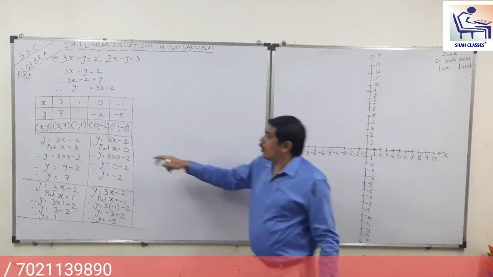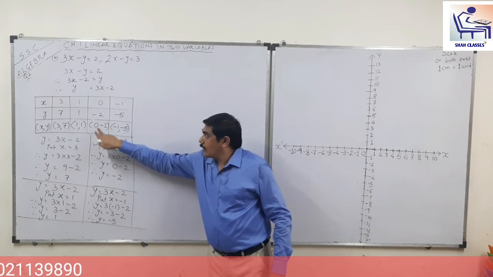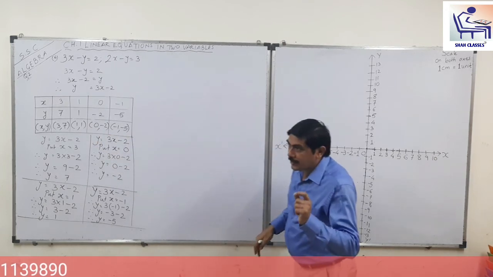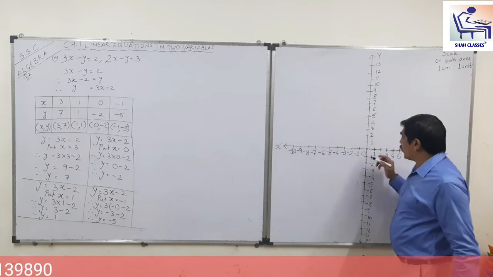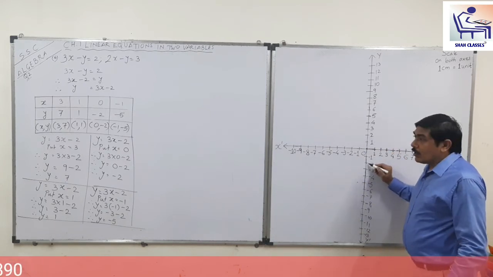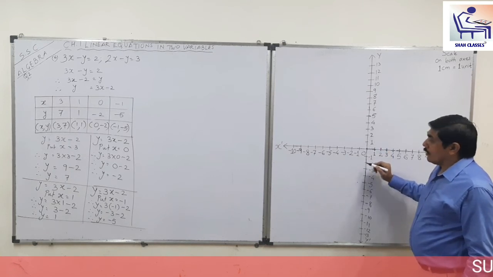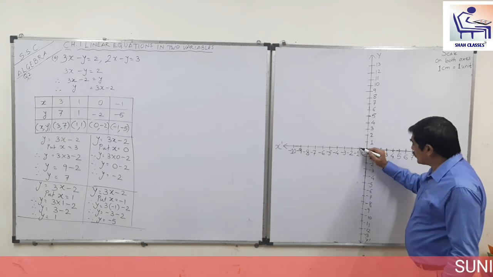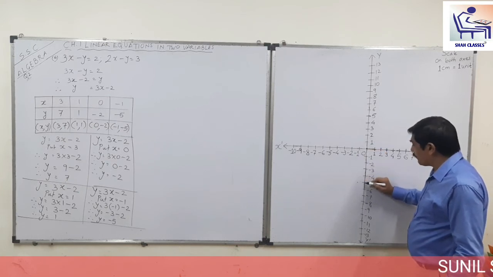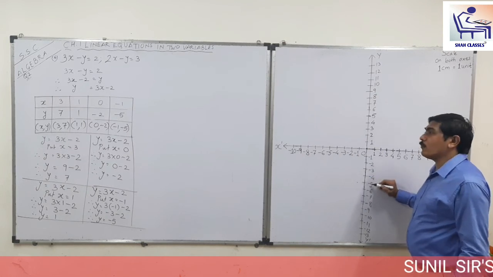Remember, whenever your x coordinate is 0, then the point lies on the y-axis. This means you will find this point on the y-axis itself. So here we have 0 and minus 2, so this is our point. Now the fourth point is minus 1 minus 5. Minus 1 on x-axis and minus 5 on y-axis.